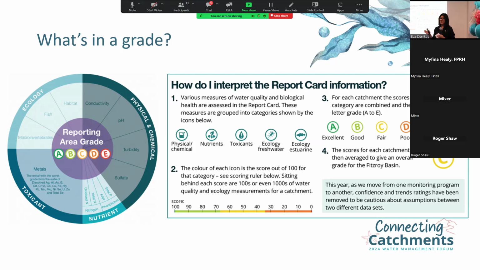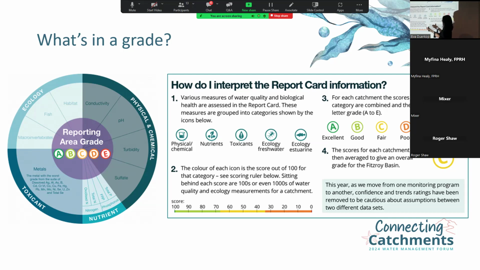which is really exciting because a report card based on just water quality is very tricky because we know that the ecosystem needs to be looked at, the impacts of water quality on the ecosystem. How you look at it, as we said, we have the ecology, the toxicants, the nutrients, and the physical chemical. We've separated the freshwater and saline area. But we also look at the colors of the icon.